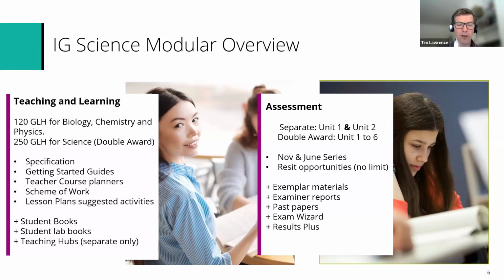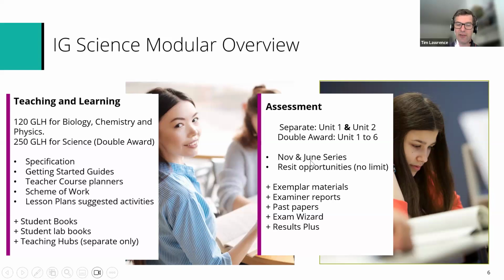For the separate biology, we just have 2 units, units 1 and 2. For the double award, there are 6 units. Units 1 and 2, again, are the biology units. Units 3 and 4 are chemistry units. 5 and 6 are the physics.